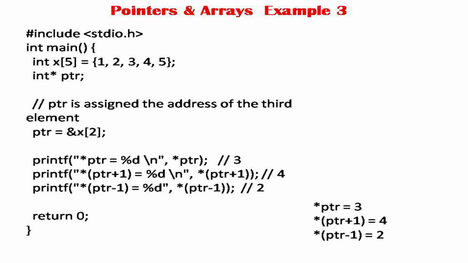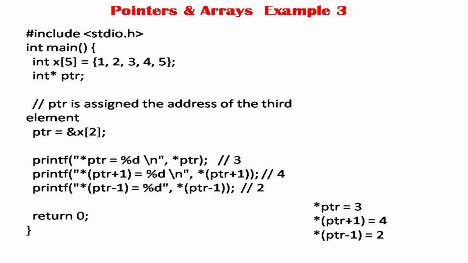Next one, ptr minus 1. Do the translation yourself. ptr current address minus 1 into scaling factor, that is minus 1 into 4. So what do you get? The value over there is 2, isn't it? So this is a simple example of how exactly you are manipulating using a pointer.